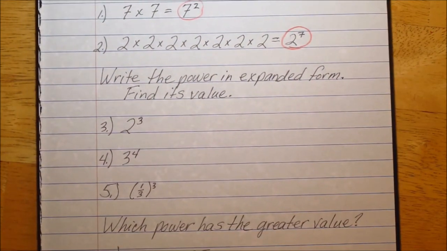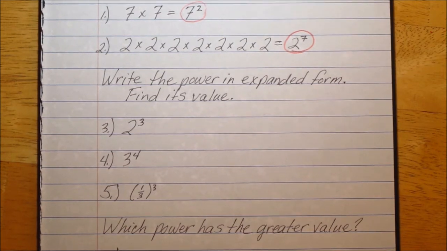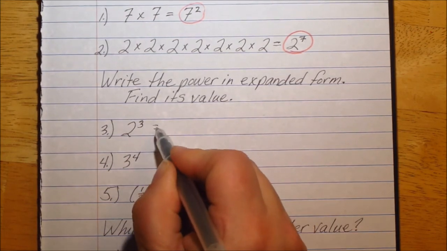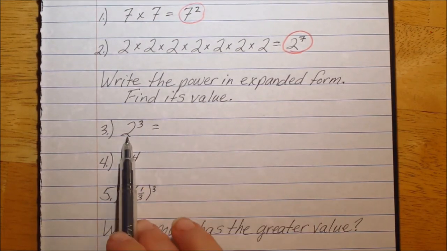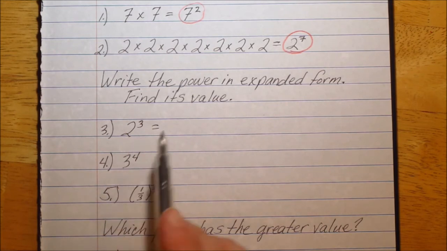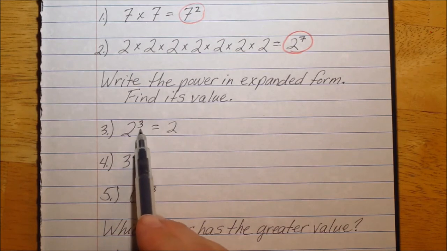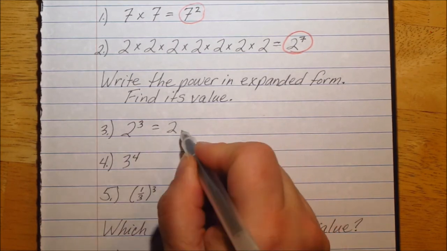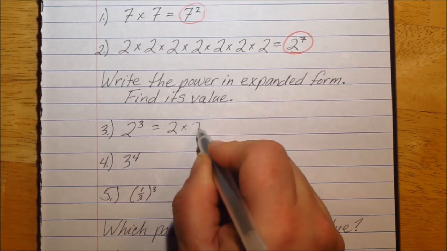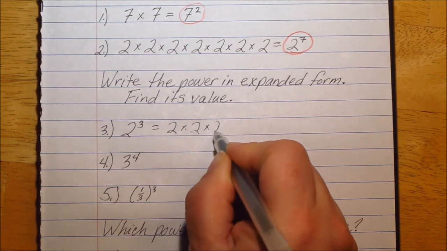And I've got, let's see, write the power in expanded form and find its value. So to do that, I first need to know, what is the number I'm multiplying? It's the base, which in this case is going to be 2. And how many times am I multiplying it? Well, that's my exponent, which is a 3. So I will be multiplying this 2 three times.